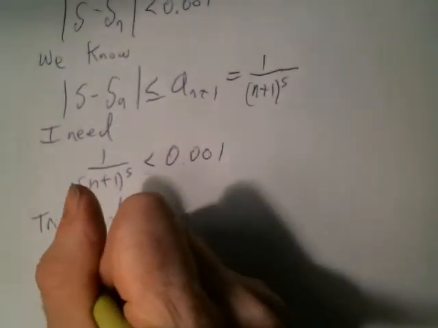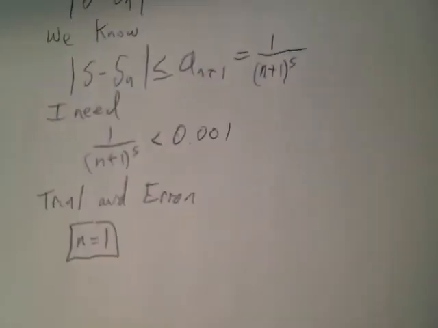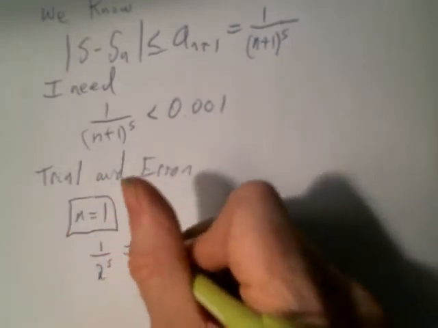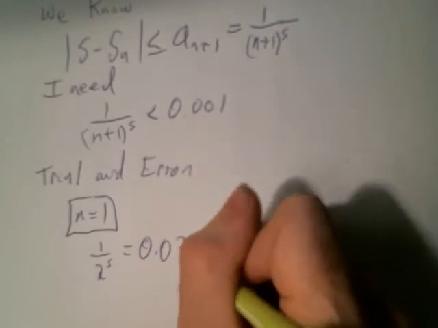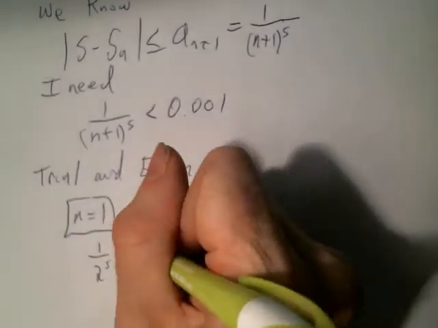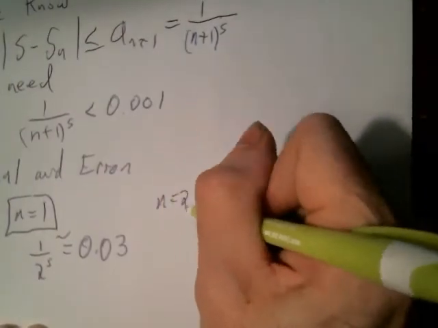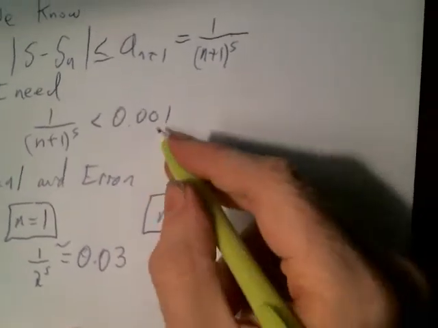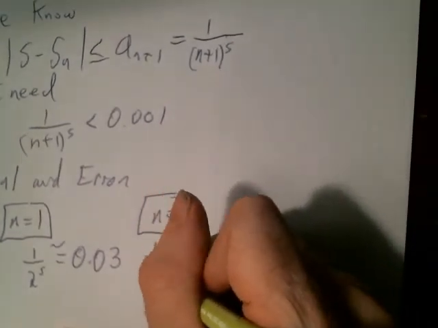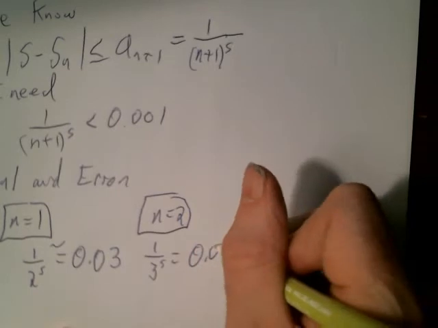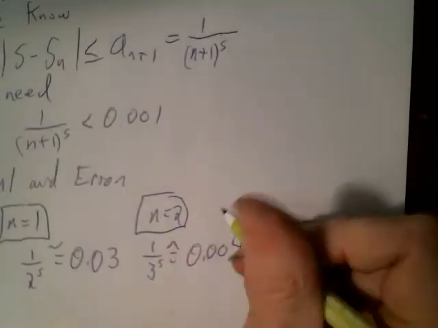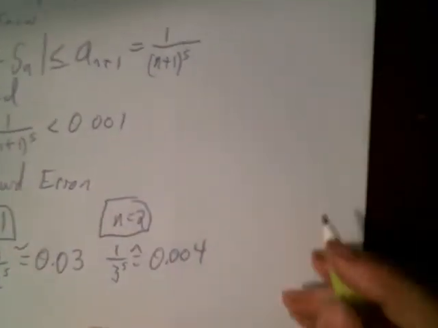You start out with n equals 1, and you plug 1 into here and see if it's good enough, right? So this would be 1 all over 1 plus 1 is 2 to the 5th. Go to your calculator, it's about 0.03. That's not good enough. So you try n is 2, and you keep going until you get something less than that. So n is 2 is 1 all over 3 to the 5th, which is about 0.004. Still not good enough. So you go n is 3.